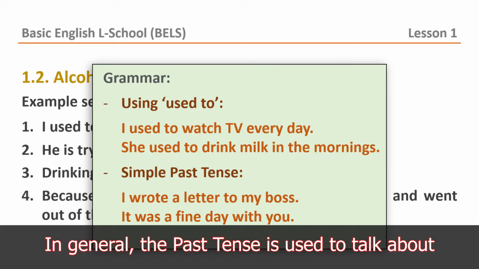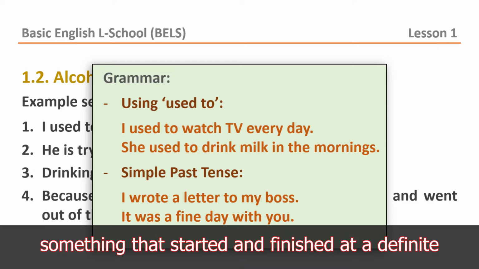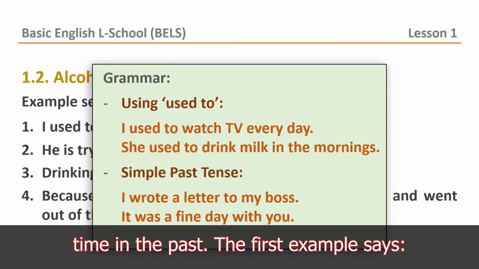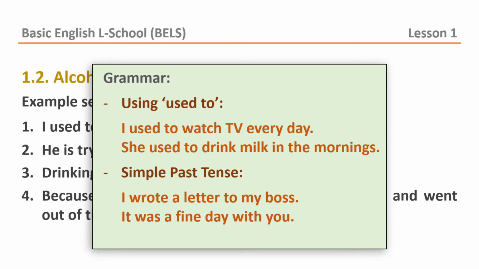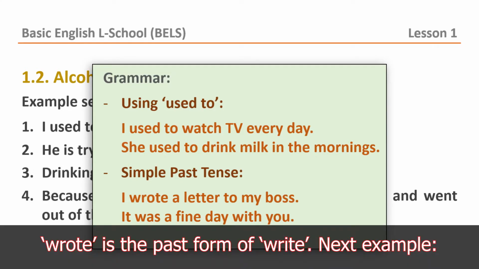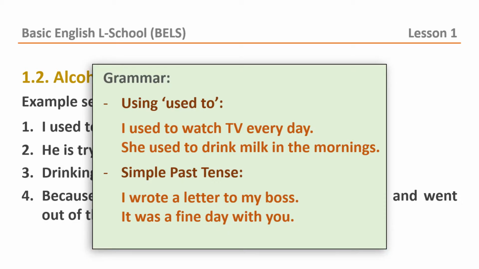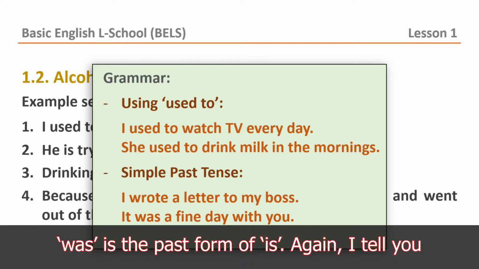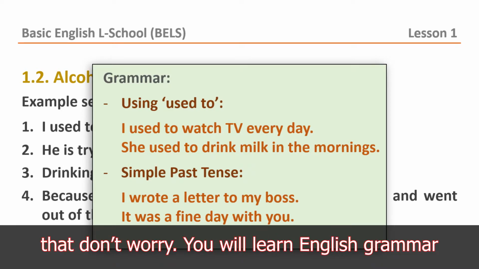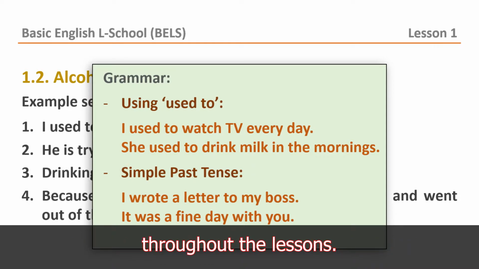In general, the past tense is used to talk about something that started and finished at a definite time in the past. The first example says, I wrote a letter to my boss. Wrote is the past form of write. Next example. It was a fine day with you. Was is the past form of is. Again, I tell you that don't worry. You will learn English grammar throughout the lessons.